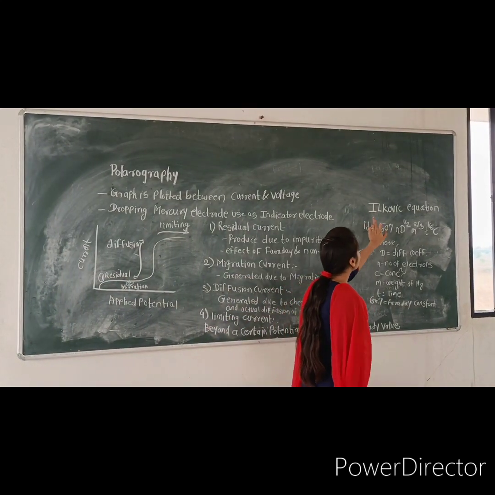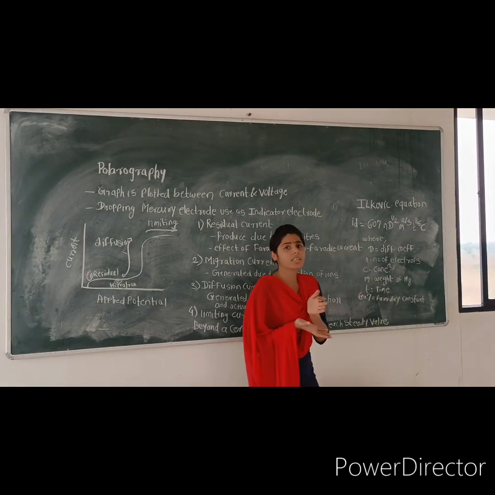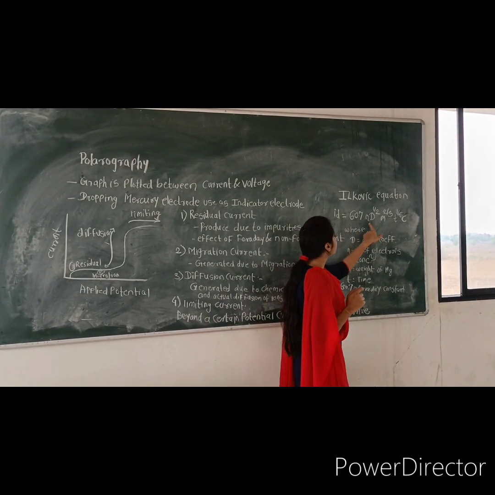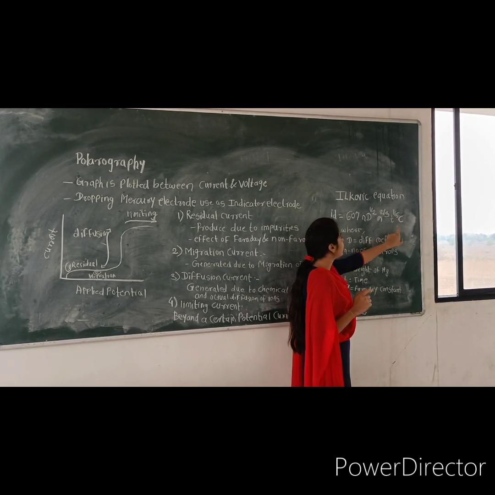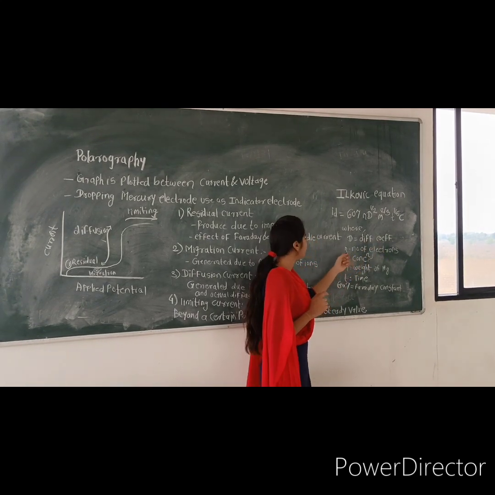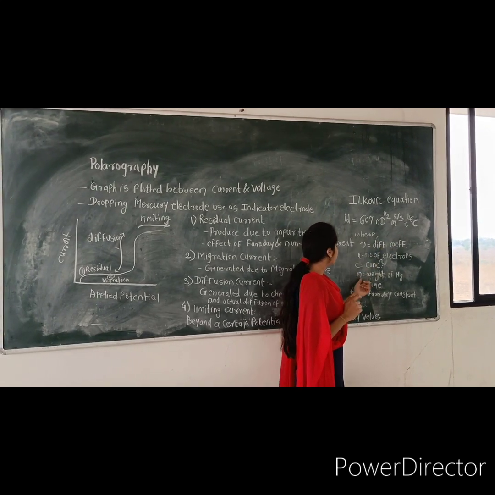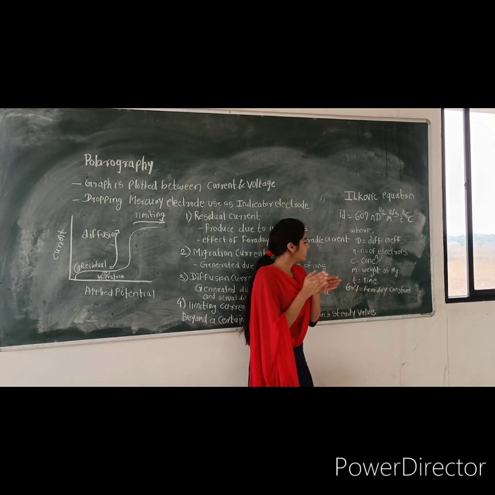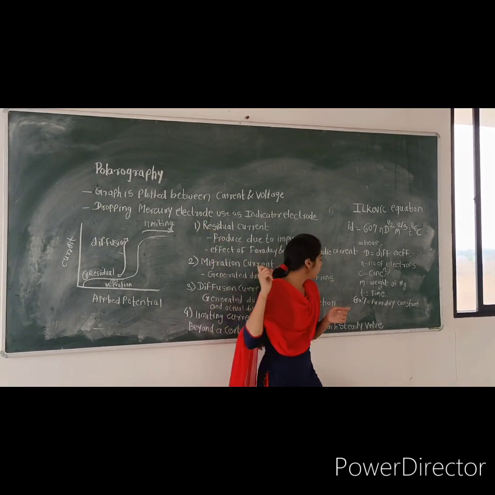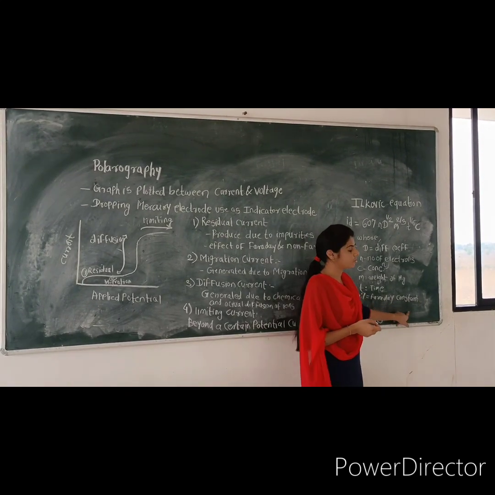So this Ilkovic equation states the relationship between diffusion current and concentration of ions. See the equation. Id is equal to 607 n D^(1/2) m^(2/3) t^(1/6) C, where D is the diffusion coefficient, n is the number of electrons, C is the concentration of ions, and m is the weight of mercury. This m is the weight of the electrode, the dropping mercury electrode. Then t is the drop time, and 607 is a constant related to the Faraday constant.